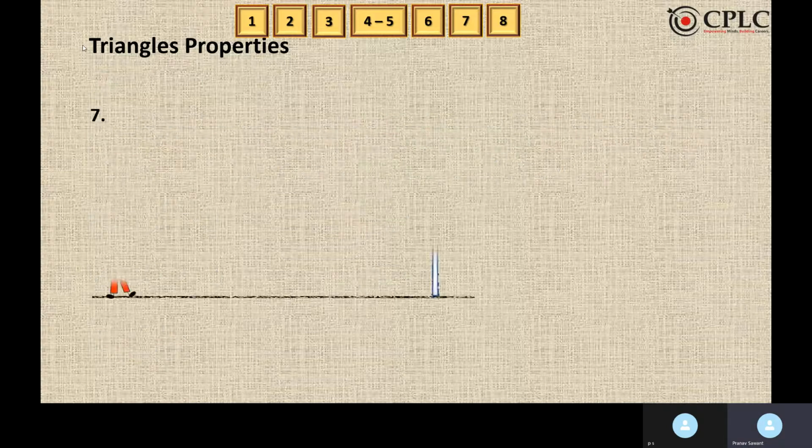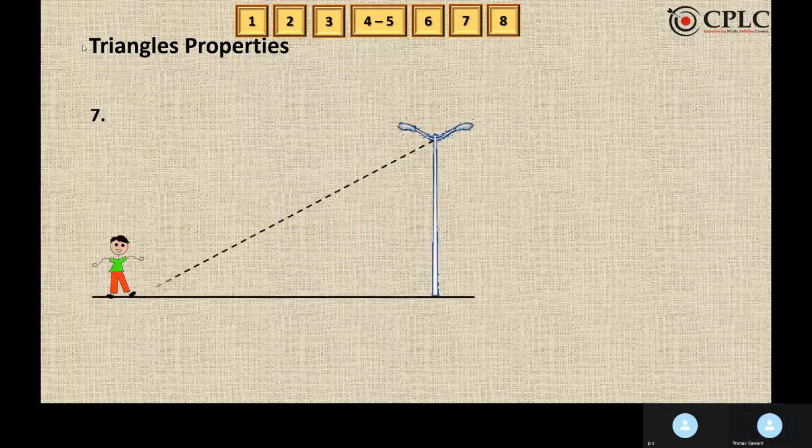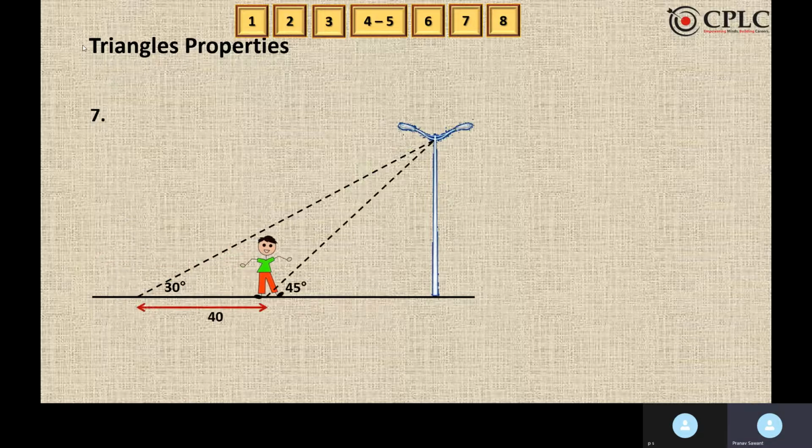So this is a boy. Angle of elevation at the first is 30 degrees. He moves ahead for 40 meters. The angle of elevation now becomes 45. Again, the pole is perpendicular to the ground, hence it's 90 degrees. So now we have two triangles.